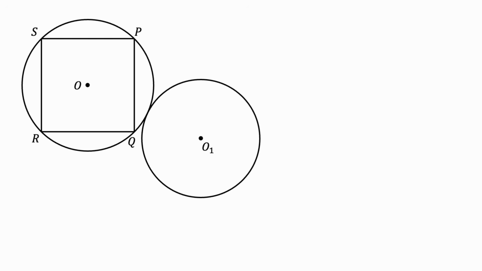In this video, we want to solve the following problem. PQRS is a square inscribed in a circle of center O. A second circle of center O1 is tangent to the first circle at T, where T is a point on arc PQ and is closer to Q.